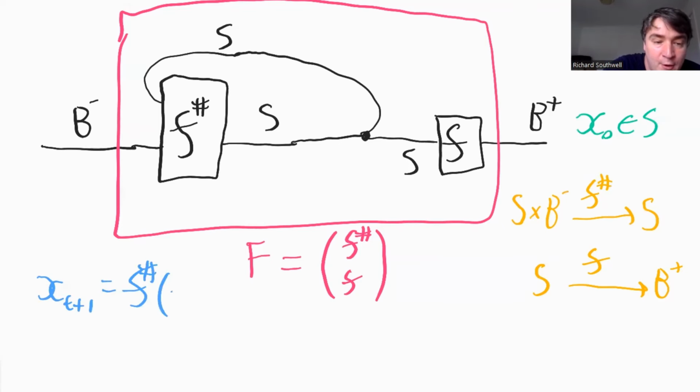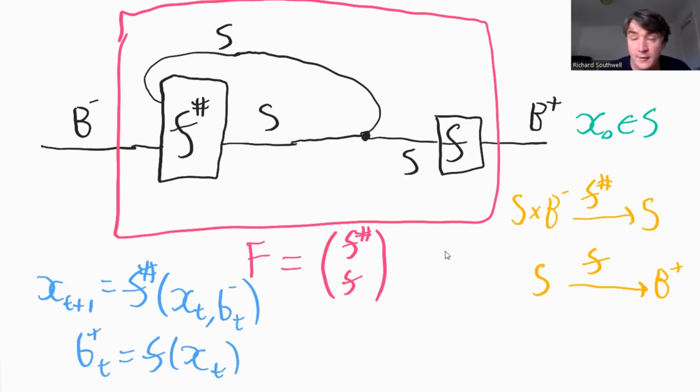So we look at what the current internal state of the system is and the current input that it receives from the outside world flowing in along this wire, and that gives us the new internal state of the system. And also, this system is going to produce a stream of outputs. So the output it produces at time t is going to be obtained by doing this readout map on the current state.